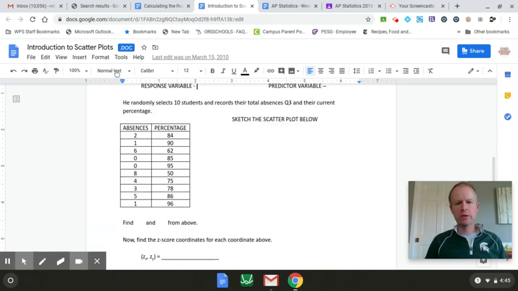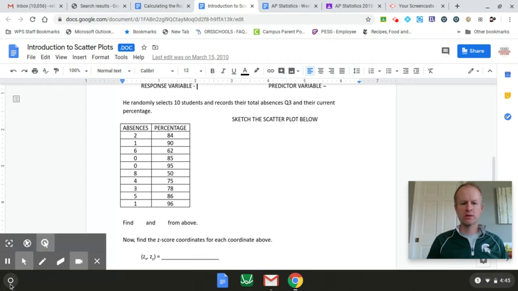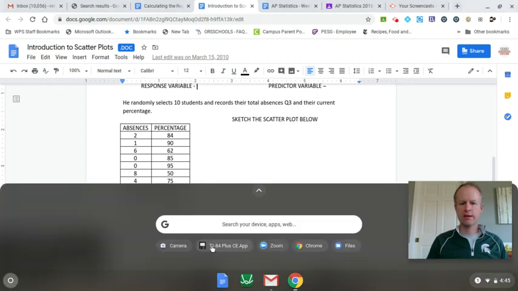Okay, so what we're going to do is go to our TI calculator and actually enter all of this data. There are 10 different students that we have here, so we have 10 different coordinates. I'm going to show you what this looks like on the TI. I've entered the data in the TI.